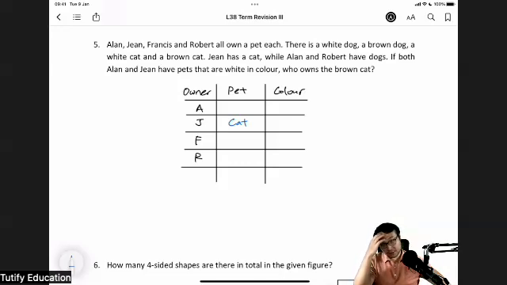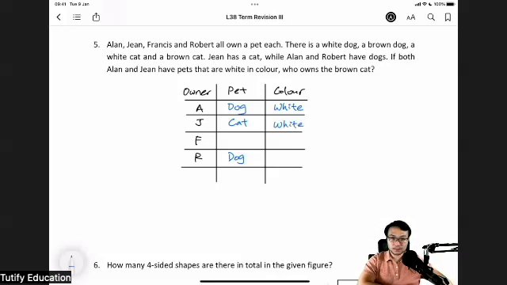After reading the next part, what should I do? Alan and Robert have dogs. So what should I do now? What should I write down? Dogs at Alan and Robert. Yes, Alan and Robert. I'll write down the word dog. Okay? And they said that Alan and Jean have pets that are white in color. So what should I do in my table? Put white at Alan and Jean. White at Alan, white at Jean.